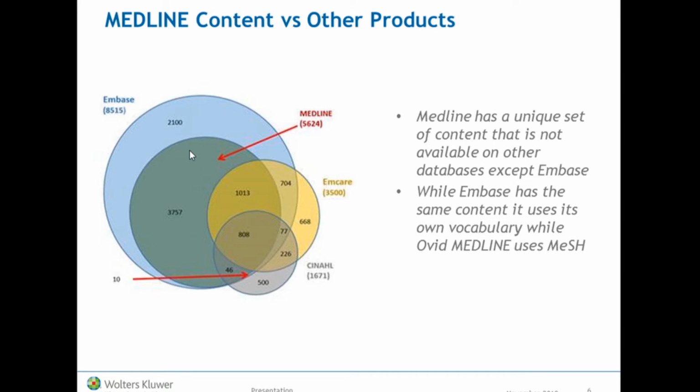And this is a simple graphic showing the Medline content versus other products. As you can see here, we have Medline, we have Embase, we have MCare. MCare is a database focusing on nursing. CINAHL the same, focusing on nursing content. But as you can see, Medline has its unique content which is not covered by other databases.